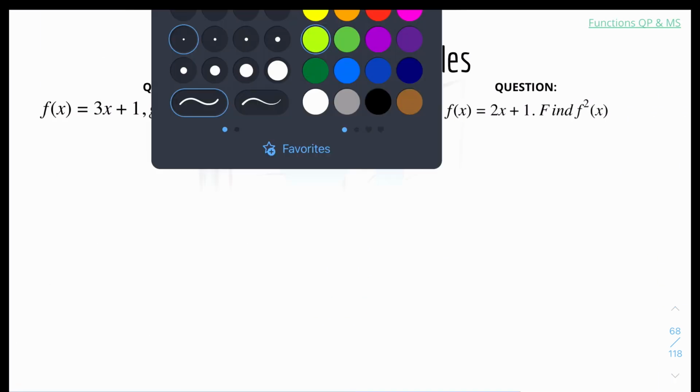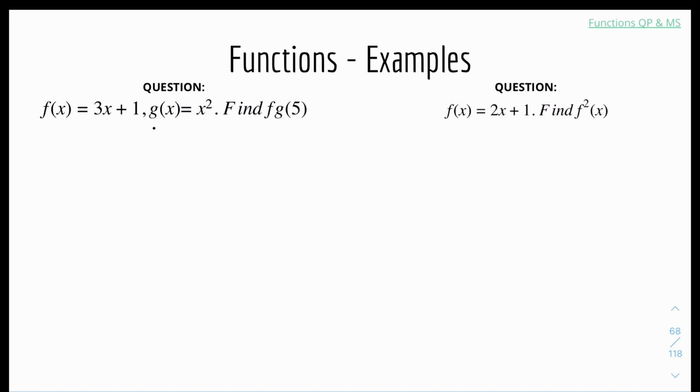Then we have some questions. When we have f of x equals 3x plus 1 and g of x equals x squared, find fg of 5. There are two ways to approach this. Number one, you could find the function f of g first, and then set x to 5. But there's another quicker way to do it.